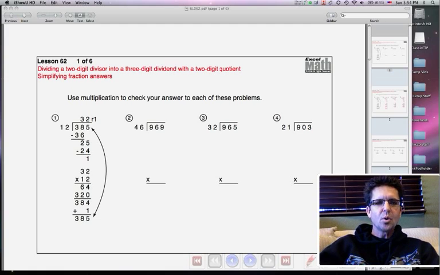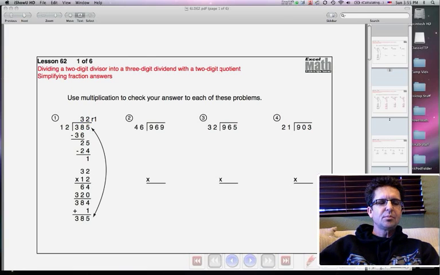with a 2-digit quotient. In other words, 2 digits on the outside, the divisor, going into a 3-digit dividend, the number on the inside, and the answer is going to end up having 2 digits. The quotient has 2 digits, and perhaps a remainder also. This shouldn't be too tough. As long as you know how to do your long division, it should be pretty simple.